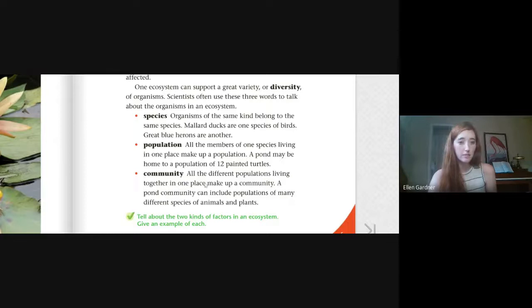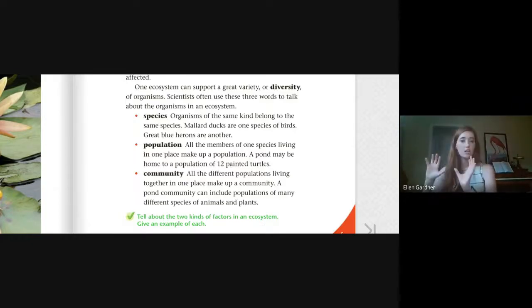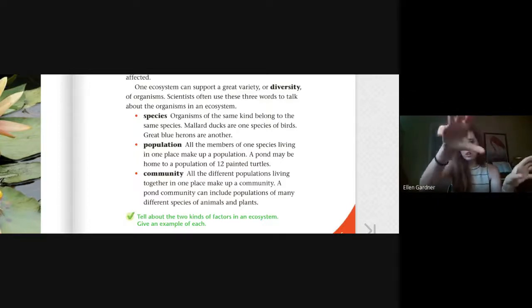Next word, community. Now, all the different populations living together in one place make up a community. A pond community can include populations of many different species of animals and plants. Can you think of some? You already heard of some examples that could be part of our community. There could be mallard ducks. Maybe there's a population of lots of different mallard ducks. And then there's a population of some frogs, population of fish living at that pond. So the community is all of those other groups, different species living in the same place.